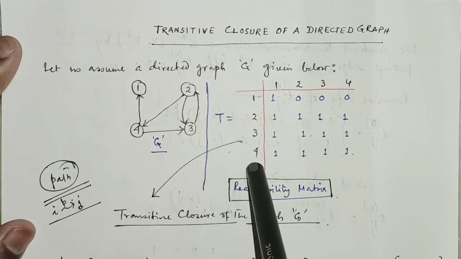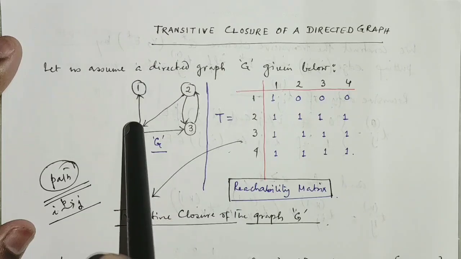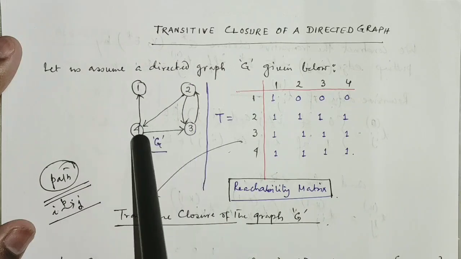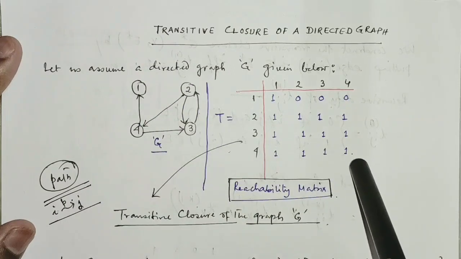Then consider vertex number 4. So you are at vertex number 4. You can reach 4 to 1, 4 to 3, 4 to 2 also via 3, that is 4 to 3, 3 to 2, and 4 to 4 is also possible. So all entries are 1.